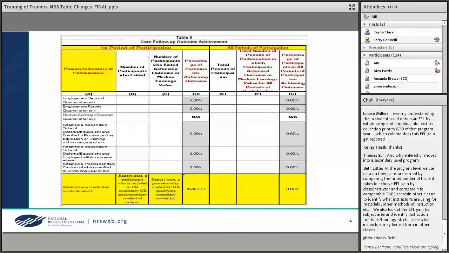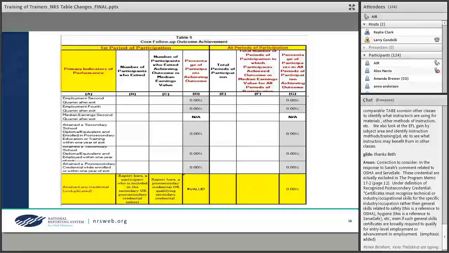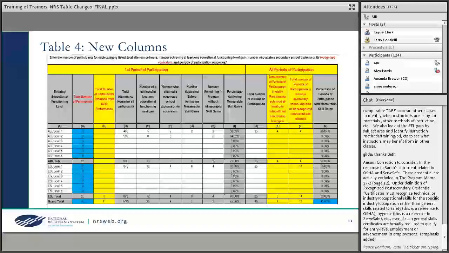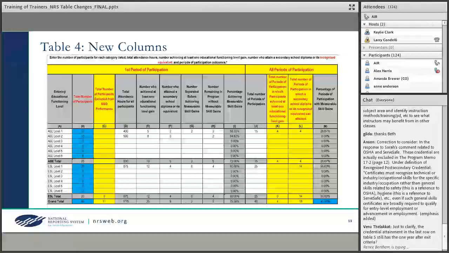Let's see. Louise said it was my understanding that a student could obtain an EFL gain by withdrawing and enrolling in post-secondary education prior to 6/30 of that program year. Correct. Which column does this EFL gain get reported in? Okay, we're going back to Table 4 again. It goes in Table 4. It's achieved an MSG, an EFL gain, column E. And also in periods of participation as well in the later column, column K in the new table.